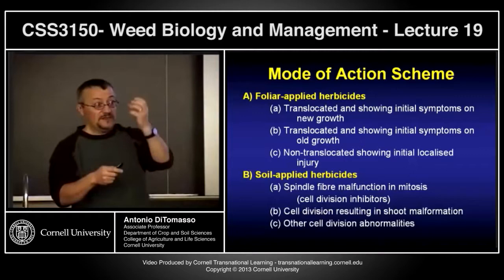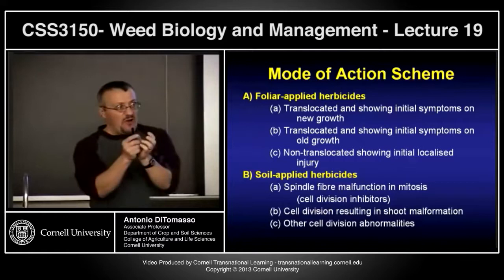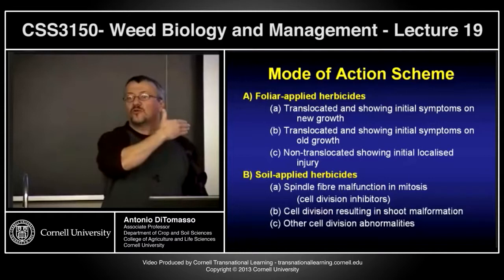Remember, you pull out the roots early on, the shoots, the grasses are all twisted and curled, and the roots look fine. Whereas for Prowl or Treflan, you pull out the roots and they're all clubbed and stubby and so forth. So that's this group. And we'll talk about a couple other herbicides that fall into other cell division abnormalities. Metolachlor would fall in there. So this is the scheme.